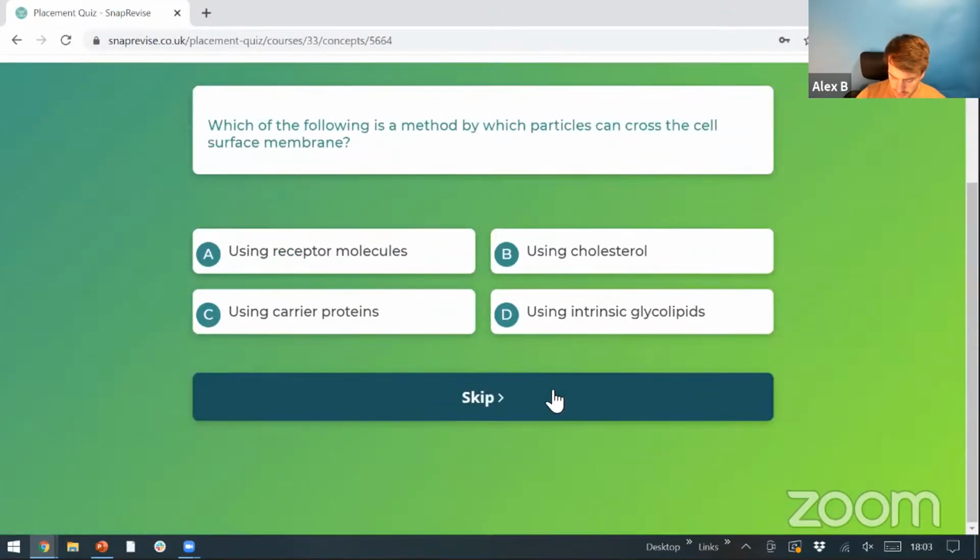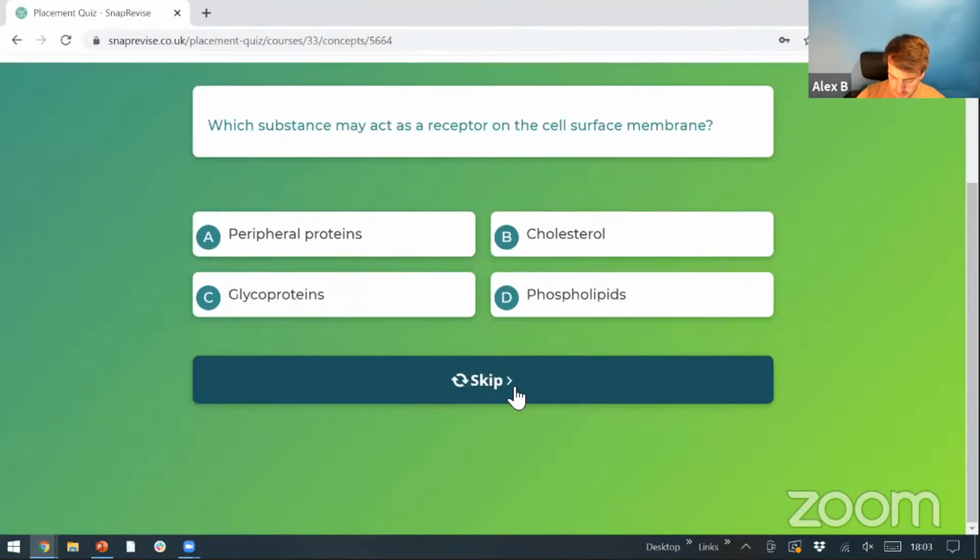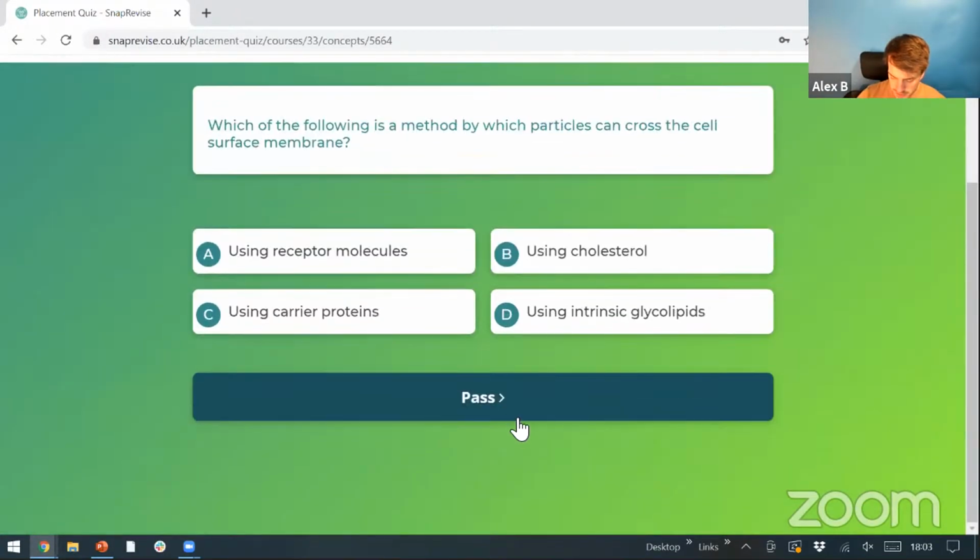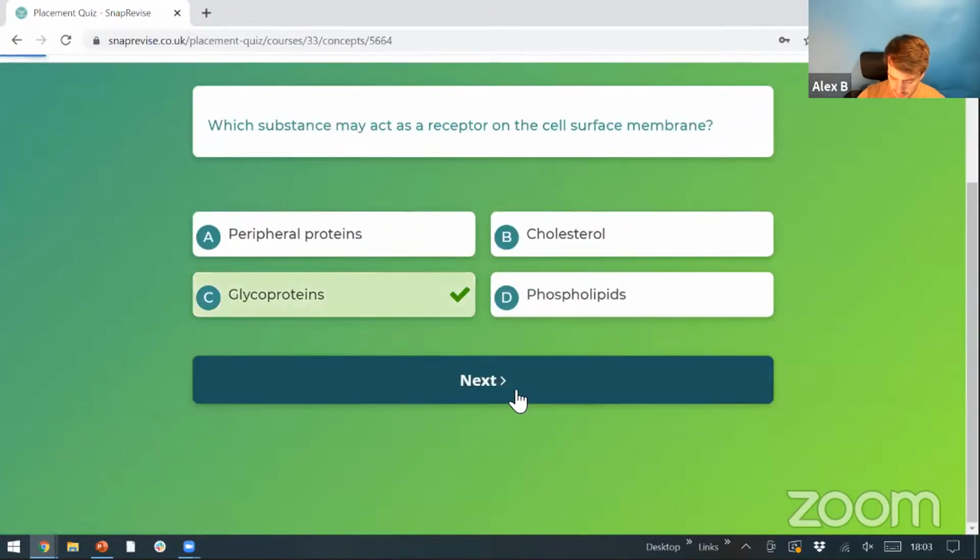So, oh, there's quite a few more questions. I thought it was only 4. I'm just going to skip some of these. Skip. Obviously, you would do these if you were doing it by yourself.